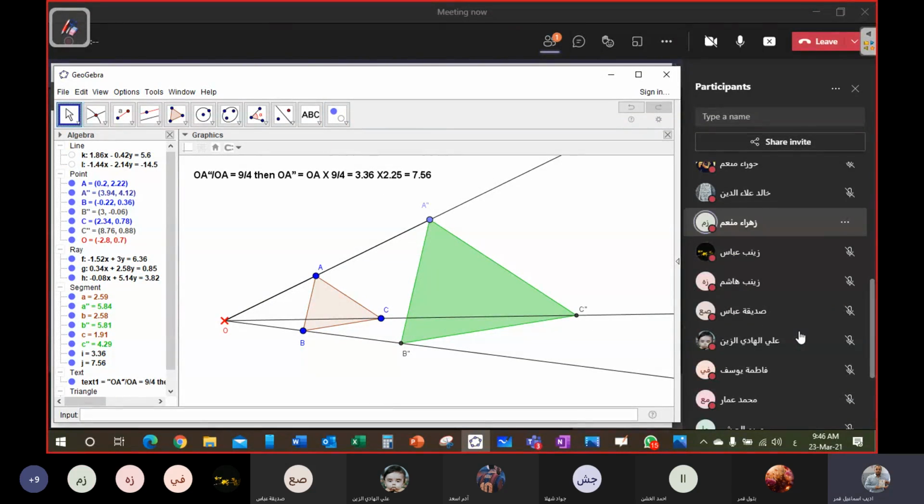Hey, Asad. How can we define this triangle A double prime, B double prime, C double prime? It is the enlargement here. A double prime, B double prime, C double prime is the enlargement of A, B, C by the center of enlargement O and the scale of enlargement 2.25 or 9/4. Okay?